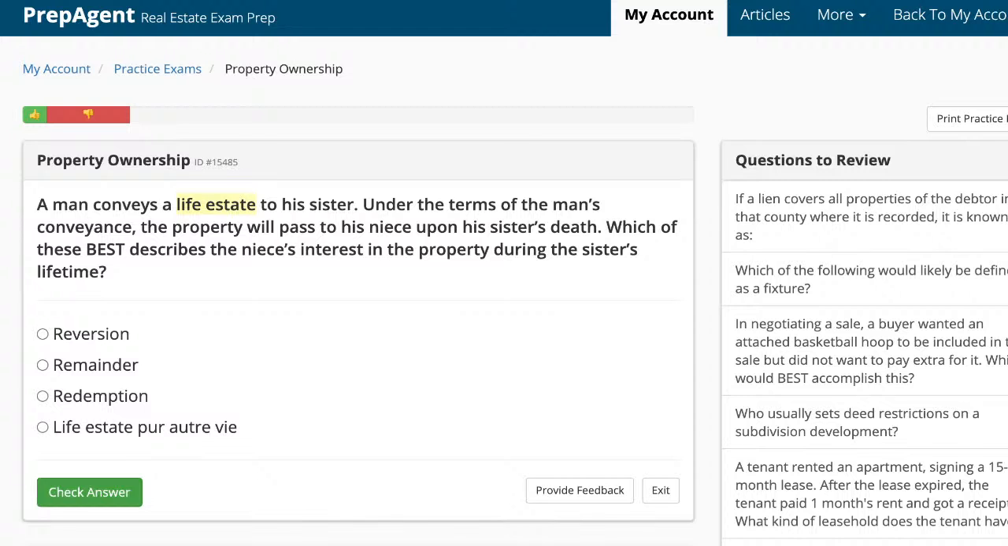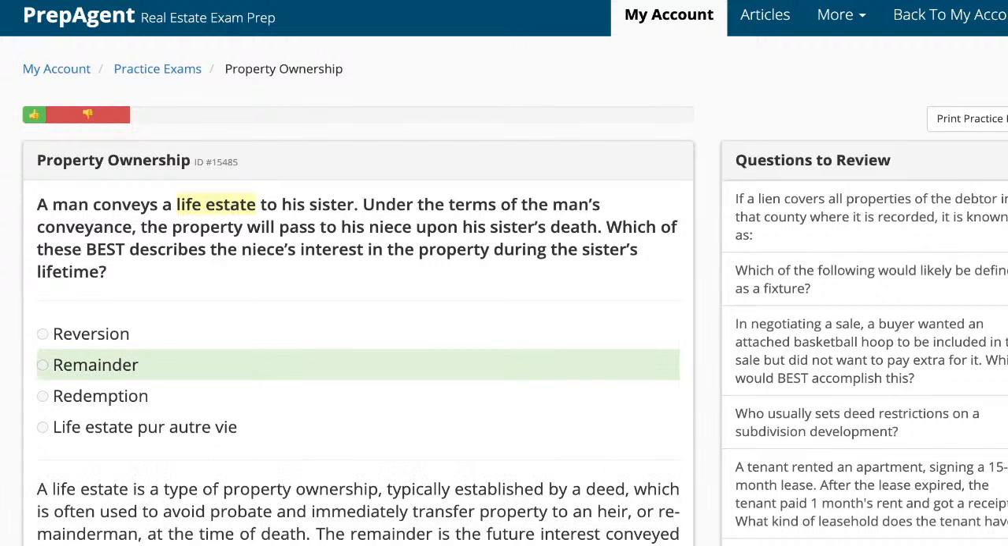And the answer is B, remainder. Do you guys understand what a life estate is all about? Should I do the story of the life estate real quick? What do you guys think? The story of a life estate? And we could understand this pretty quickly.